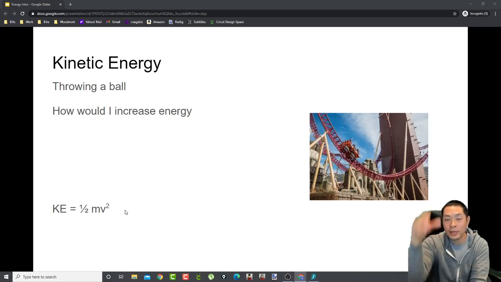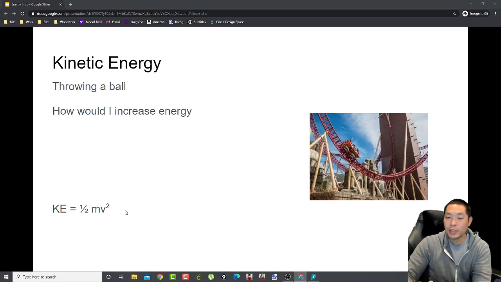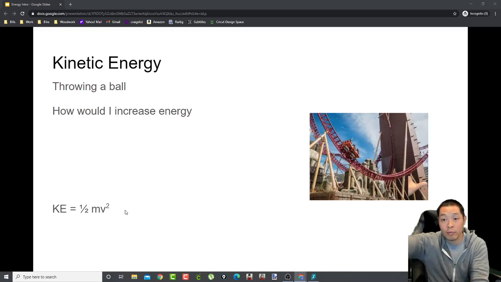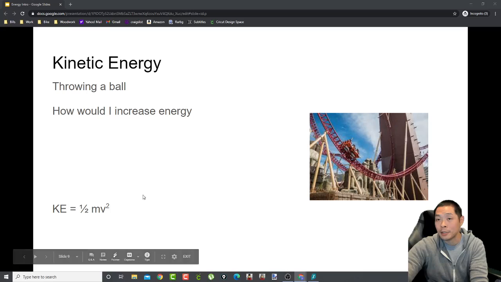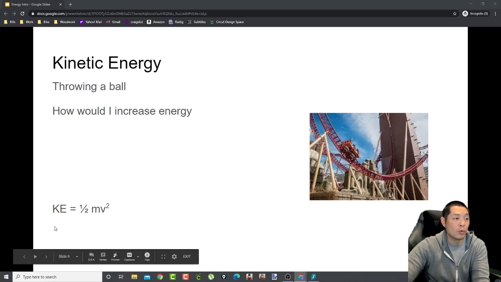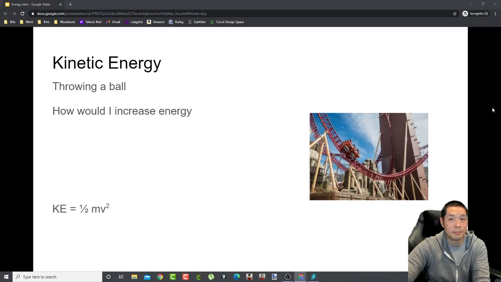So if we go back to our thing dropping, I could increase the amount of energy my ball has, but instead of dropping it, I could throw it down. Even though my height isn't that high, if I increase the velocity, I'm going to increase the energy. That's pretty cool right there. So you have energy that's related to mass and velocity.